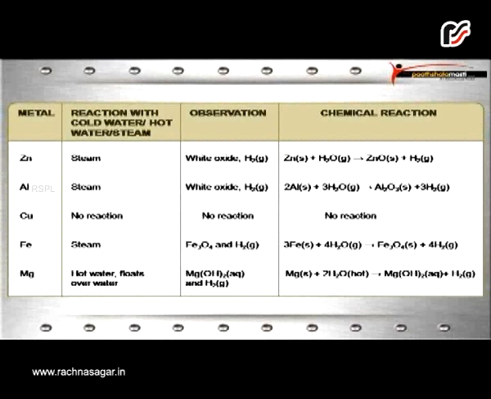Magnesium reacts with hot water, and because it is lighter it floats over water. Magnesium hydroxide is formed and hydrogen gas is formed. Magnesium is reacting with 2 moles of water and we are getting magnesium hydroxide and hydrogen gas. We observe bubbles due to hydrogen gas in these reactions.